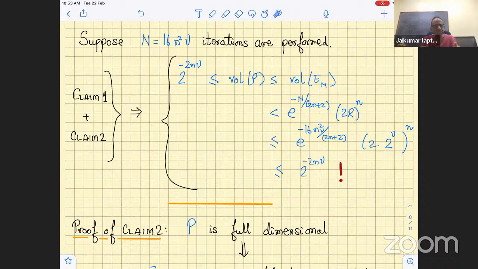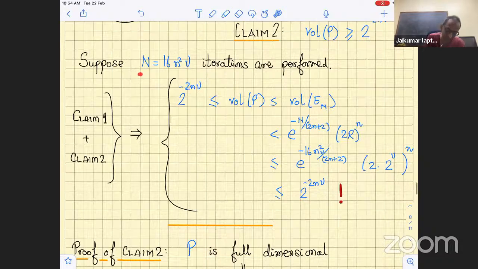That means what? At some point, you must not have been allowed to make the Kachin iteration. That is to say, at that point, the center would already have been a feasible point, and nobody would have been able to provide you that hyperplane, which allows you to go from an ellipsoid to a half ellipsoid. Okay. So if you run these many steps of Kachin iteration, you are sure to find a point which is inside the polytope. So claim 1 and claim 2 show this.